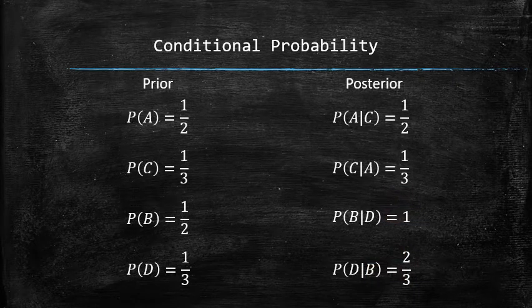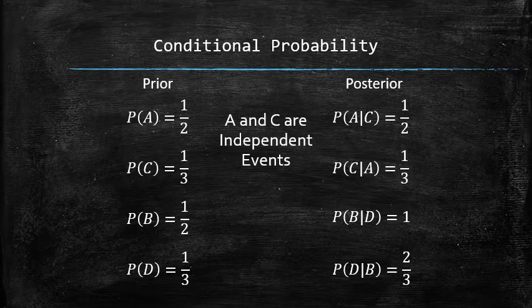If we write out the results of the previous computations on the same page, we'll be able to see an interesting phenomenon. The probability of A didn't change after we learned that C has occurred, and the probability of C did not change after we learned that A has occurred. Such events are called independent. On the other hand, the probability of B changed after we learned that D has occurred, and the probability of D has changed after we learned that B has occurred. Such events are called dependent.